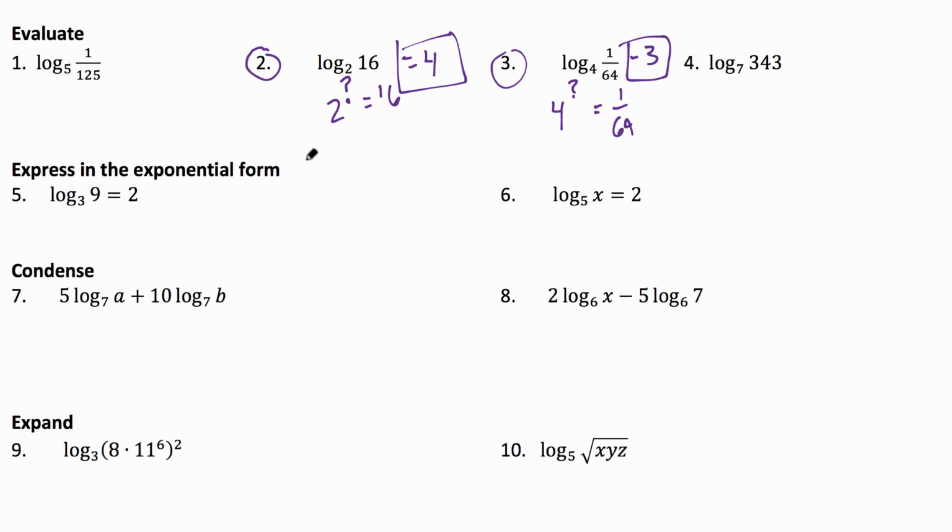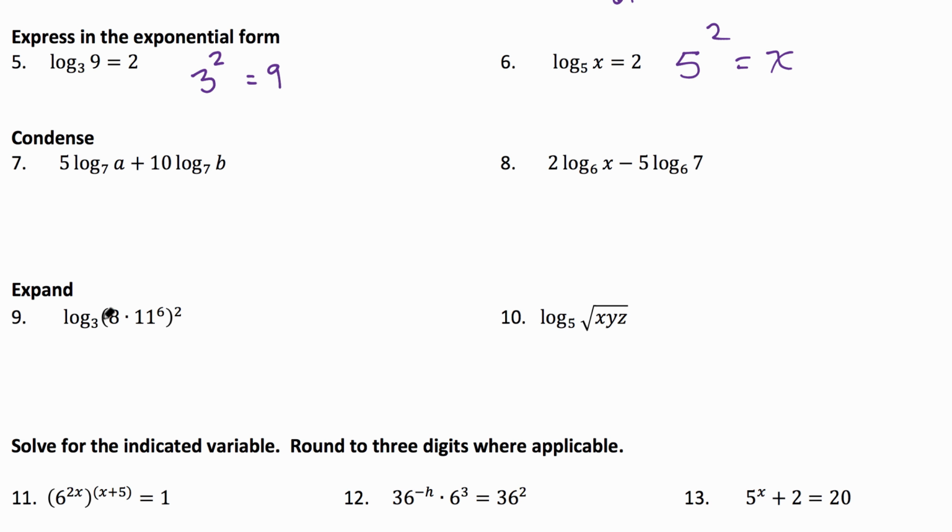Here we go. Exponential form. So the exponent I use on 3 to get 9 is 2. So they just want you to write it like this: 3 to the 2 equals 9. Alright, so how about 6 here? This would be 5 squared equals x, and we're done. I mean, that's all you can do with those.